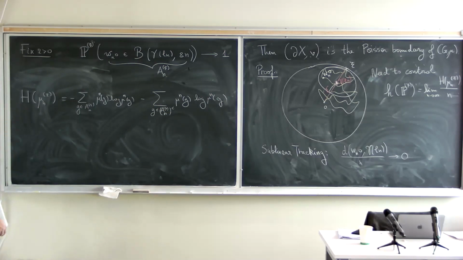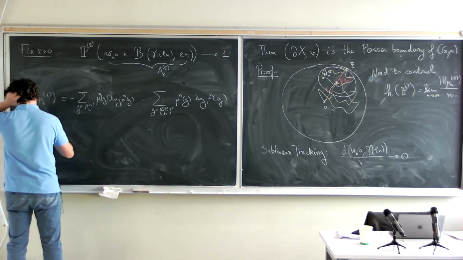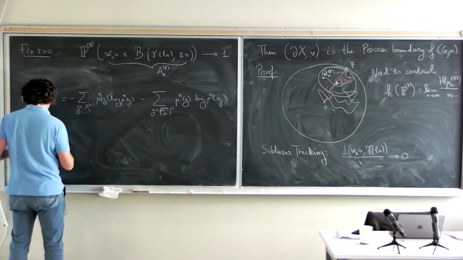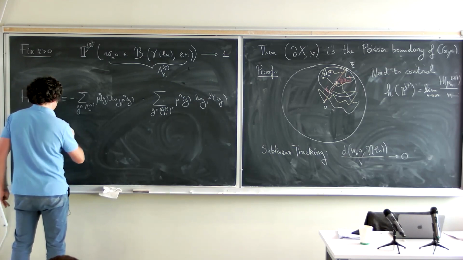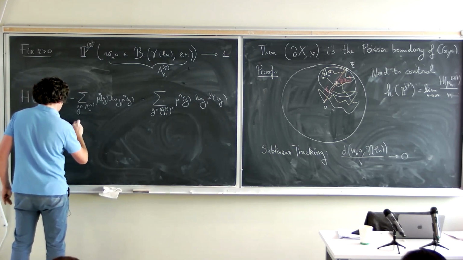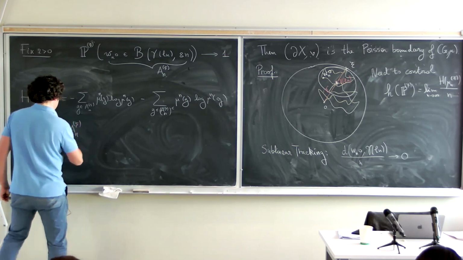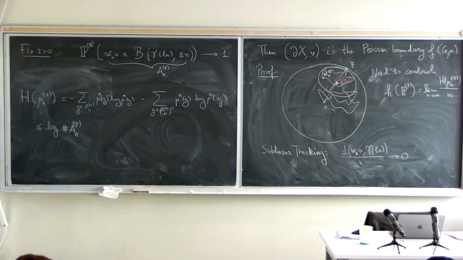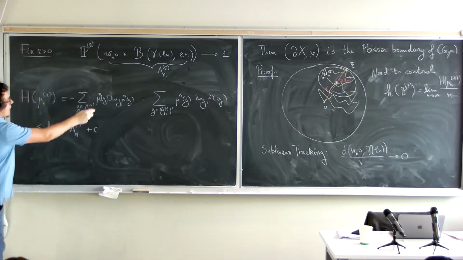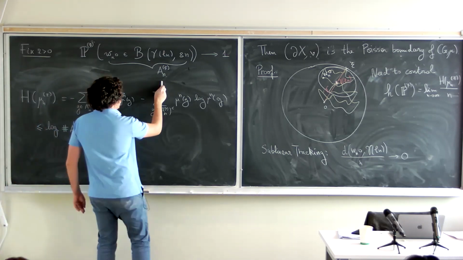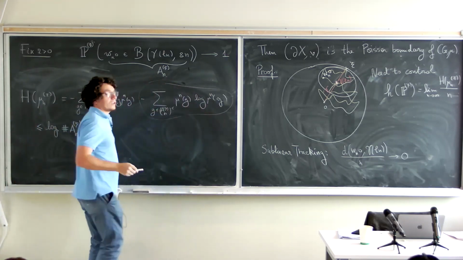And so in the end, what can we estimate here? Basically in the end, we're going to get something like the log of the cardinality of A and psi, plus a constant. And then we get this integral here.